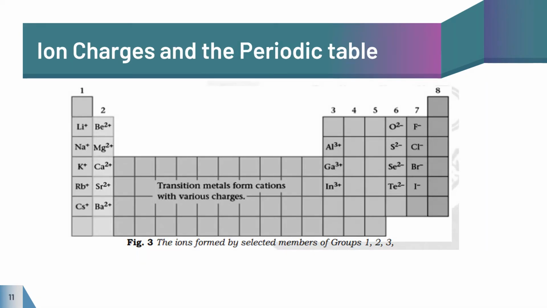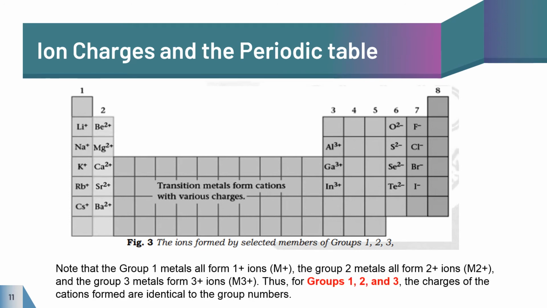We also have ion charges and the periodic table. As you would notice, note that the group 1 metals all form one positive ion. The group 2 metals also form 2 positive ions, and the group 3 metals form 3 positive ions. Thus, for groups 1, 2, and 3, the charges of the cations formed are identical to the group numbers.